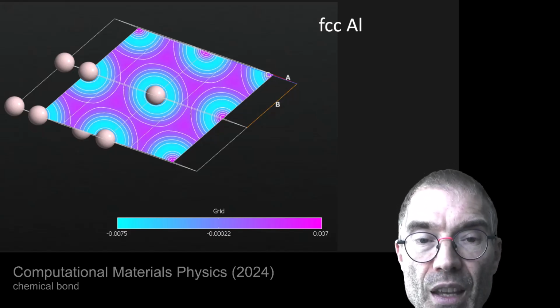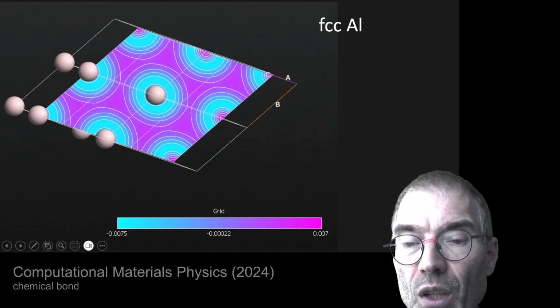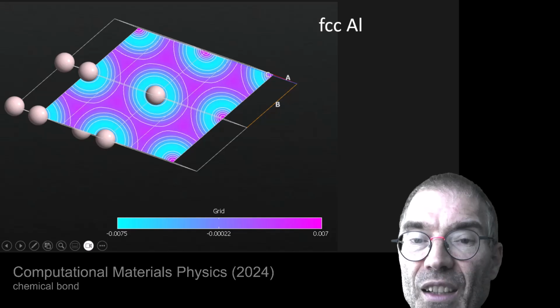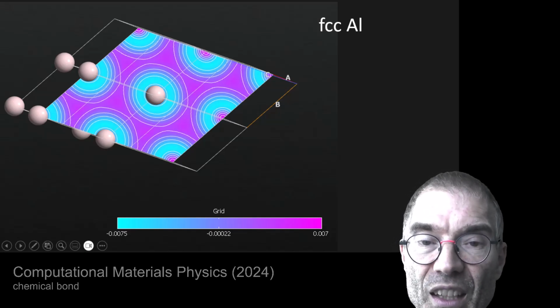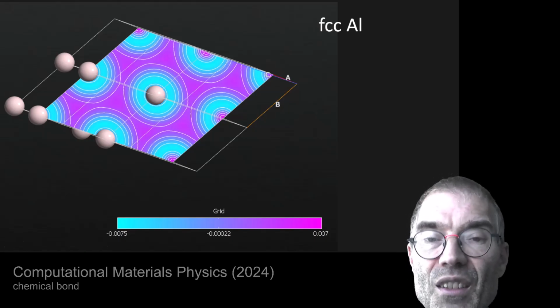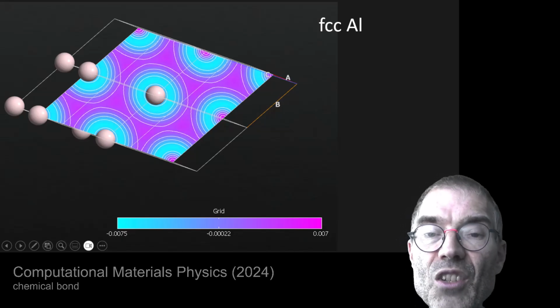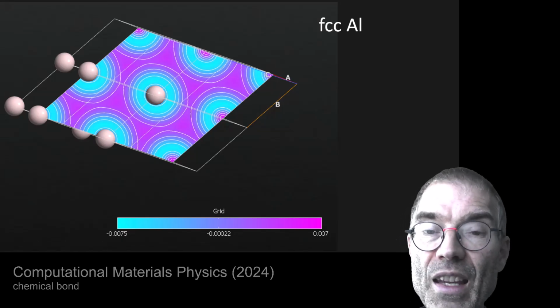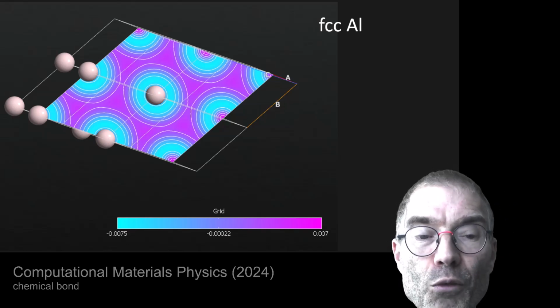to. So in this color code here, the bluish regions are the ones where there are less electrons in the crystal than in the free atom. The magenta regions are regions where there are more electrons in the crystal than in the free atom. So the magenta regions are the regions where the electrons from the atom moved to in order to form the crystal.